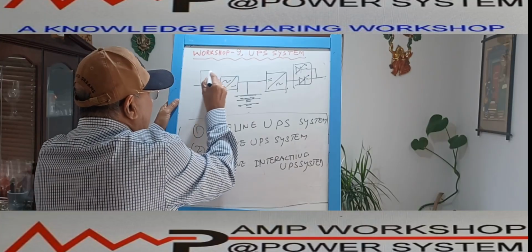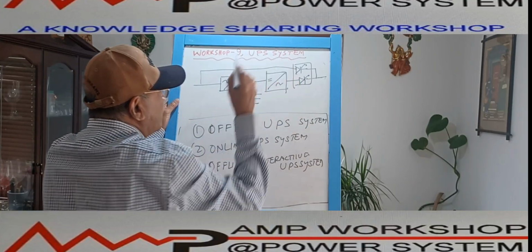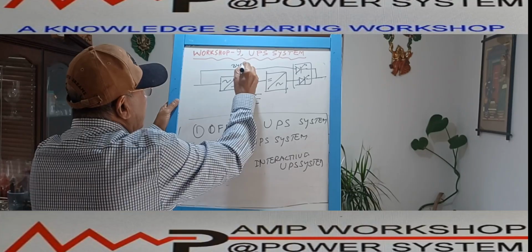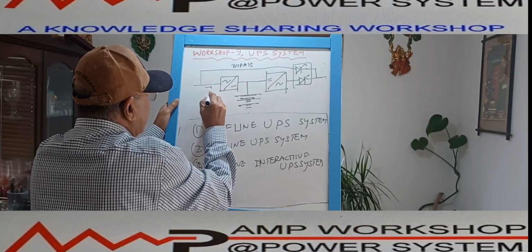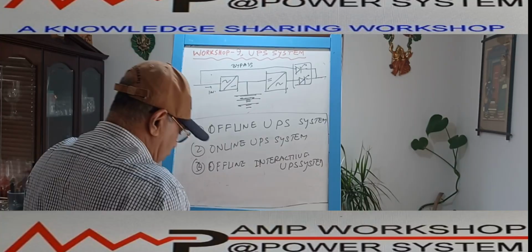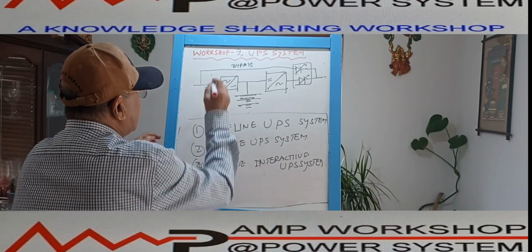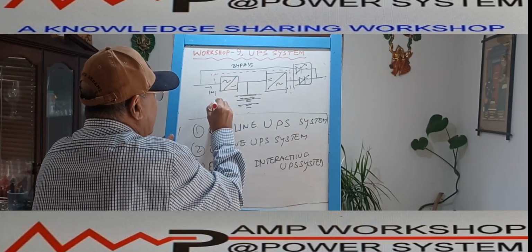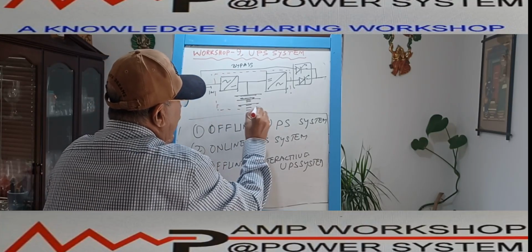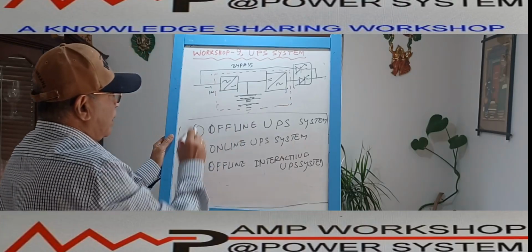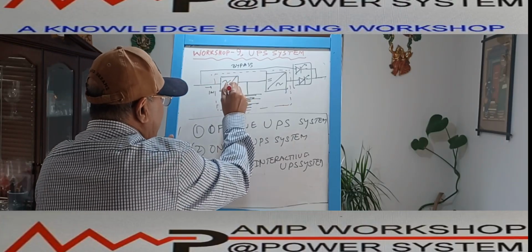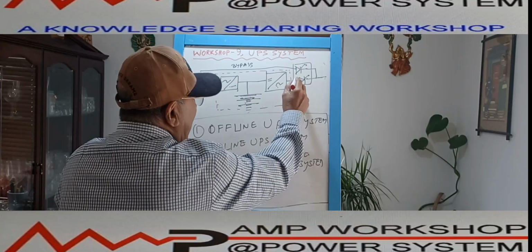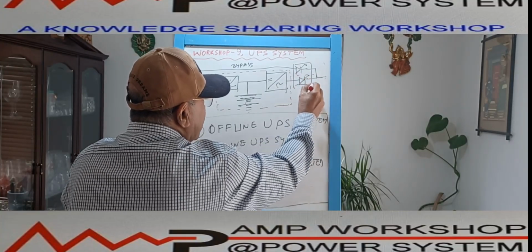And then the bypass is connected over here. This is the bypass line, and this is the inverter line. This part we call the inverter. In short, we say inverter, but this is our complete inverter system: a rectifier, battery, then inverter, and the static switch also. This part you can consider under this.